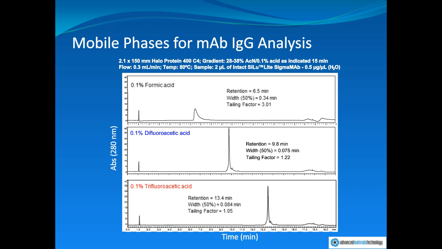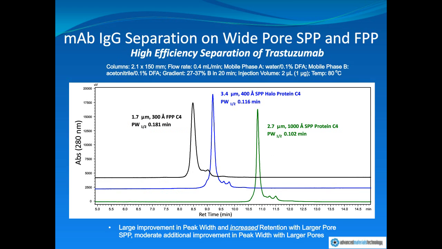In this case, this was using the Sigma standard, and this is an intact monoclonal antibody. When we use mass spectrometry in series with this separation, we do it using difluoroacetic acid in the mobile phase. We can resolve the major species present by deconvoluting the high-resolution mass spectra. We use the Orbitrap typically for doing that.